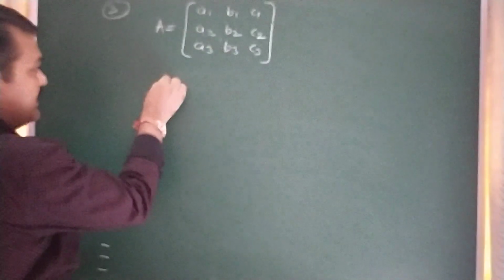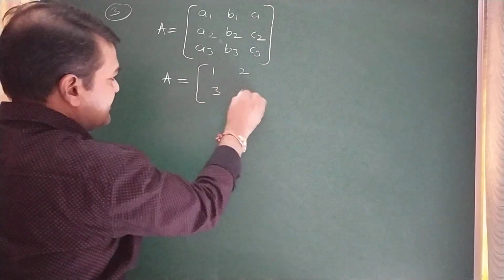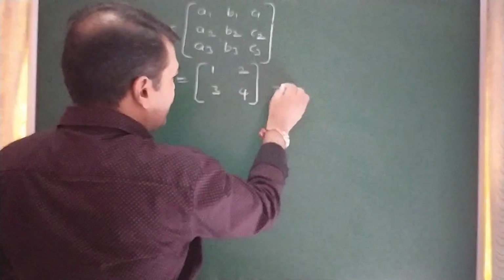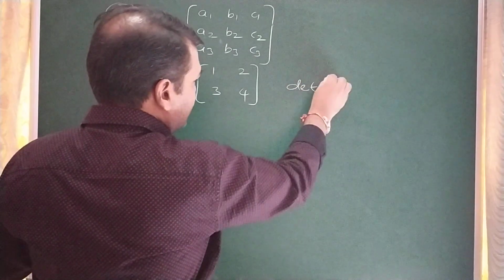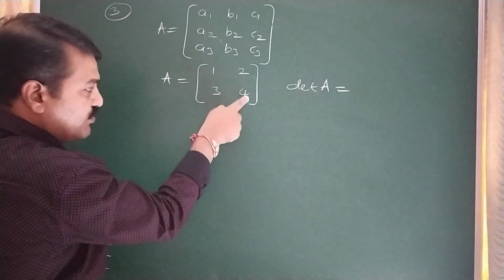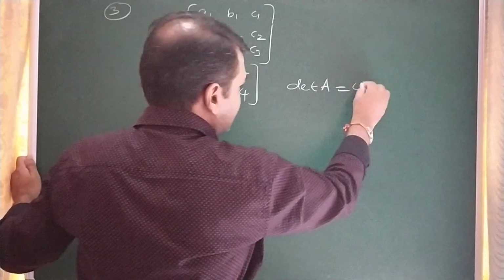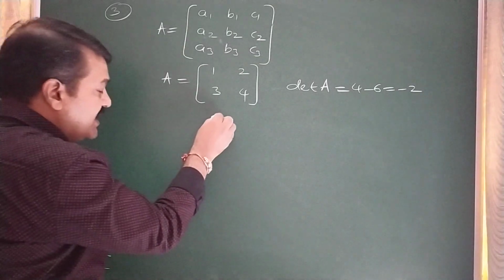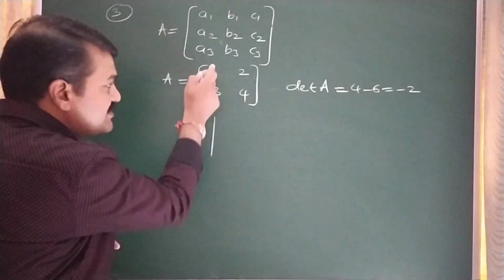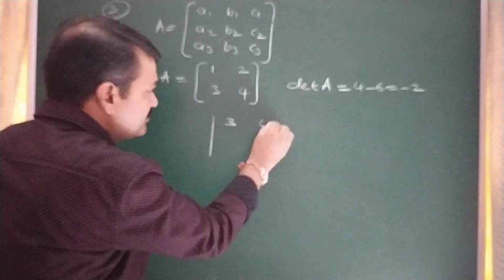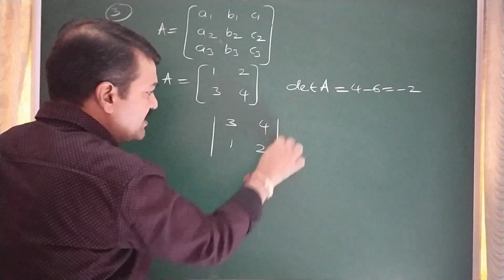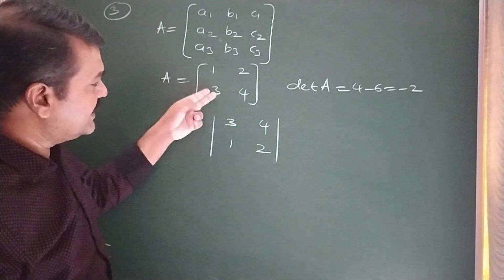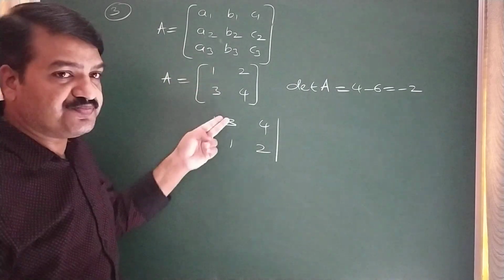So for example, I will take a 2 by 2 matrix like this. So then what is det A? Det A is 4 minus 6. That means det A is minus 2. Originally det A is minus 2. So here I will interchange first row and second row. So I am interchanging R1, R2. See carefully. Interchanging first row, second row.